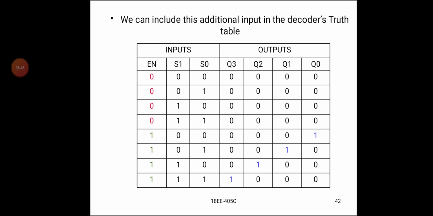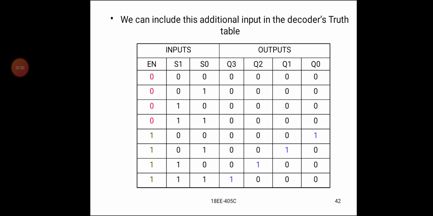So we have two inputs S0 and S1. In addition to these two inputs, one more input, the enable input, is connected. Then come the combinations. When enable is 0, it deactivates the device. So even if we have inputs 0 0, 0 1, 1 0, 1 1 for S0 and S1 combinations, we will not get any outputs. All outputs Q0, Q1, Q2, Q3 are zeros.